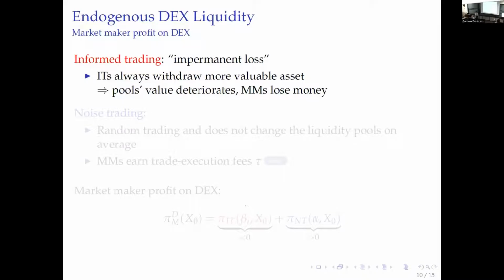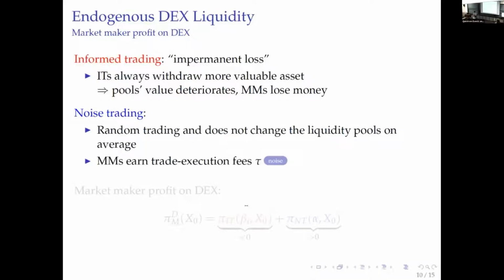So in order to analyze the endogenous liquidity provision on DX, we have to pin down the profit function of market makers on DX, which is similar to the traditional limit order market discussion. It's going to be coming from informed trading and noise trading. If informed traders are arriving at the market, then they're going to impose some adverse selection cost because informed traders are always taking more variable asset by adding less variable asset to the liquidity pools. So whenever an informed trader comes, the value of the liquidity pools will decline, and the market maker gets reluctant to supply liquidity.